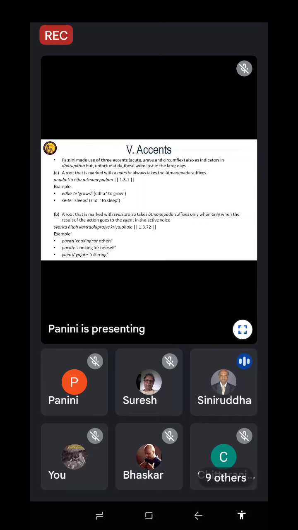So when you are doing something, you are not always doing it for yourself. Sometimes you perform for others also. Somebody cooks for himself, but others cook for him also. So Pachati means cooking for others. Pachate means you are cooking for yourself. Similarly, Yajati means he is performing a sacrifice for others.